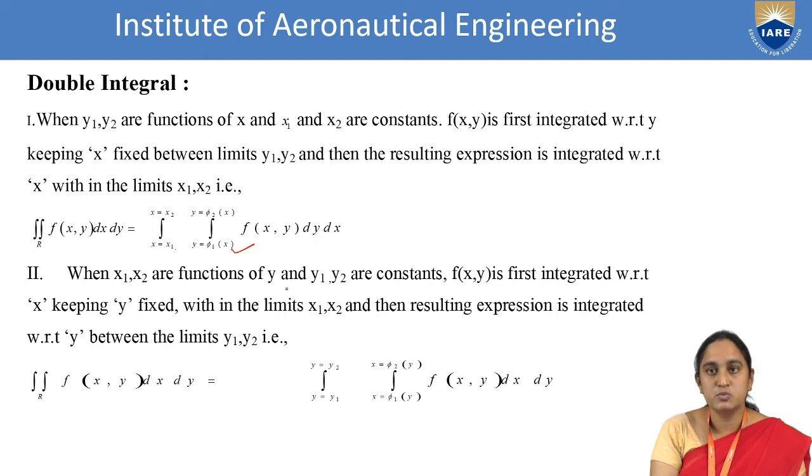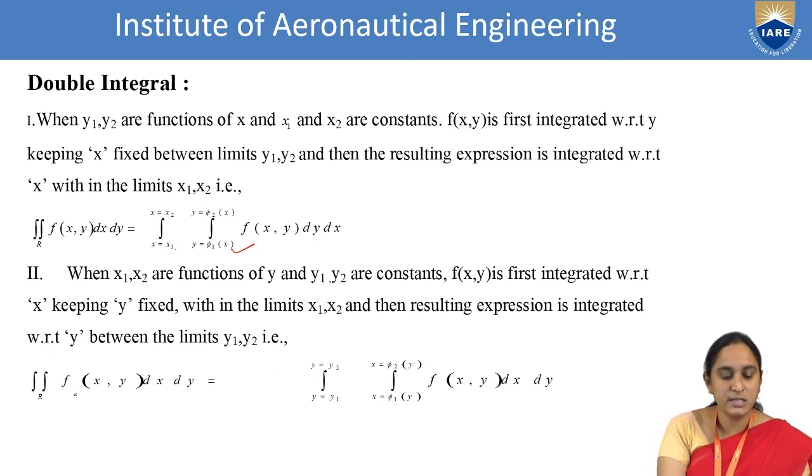When x1, x2 are functions of y and y1, y2 are constants. Here the second case, x1, x2 are functions of y and y1, y2 are constants. For that case, f of xy is first integrated with respect to x, keeping y fixed within the limits x1, x2. And then the resulting expression is integrated with respect to y between the limits y1 and y2. I'll explain below the formula clearly.